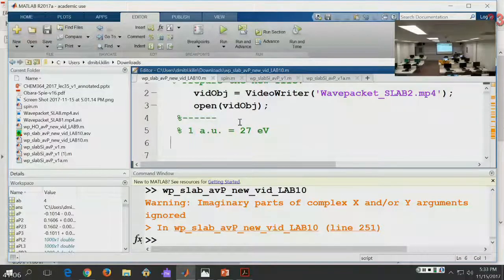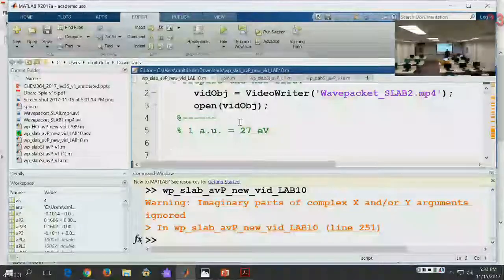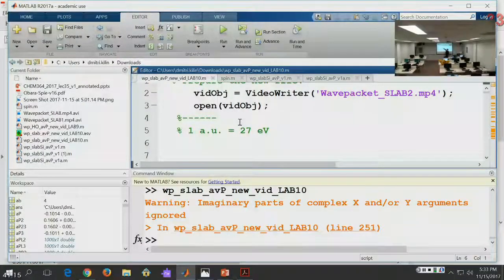In one of the previous labs, there was a line, I do not know how it appeared, that 1 electron volt is equal to 1 kilocal per mole. This is wrong. I wiped it off.